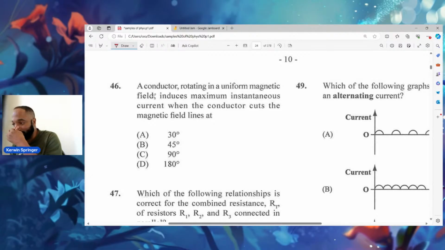A conductor rotating in a uniform magnetic field induces maximum instantaneous current when the conductor cuts the magnetic field lines at maximum. So you need to cut it at 90 degrees, perpendicular, right?